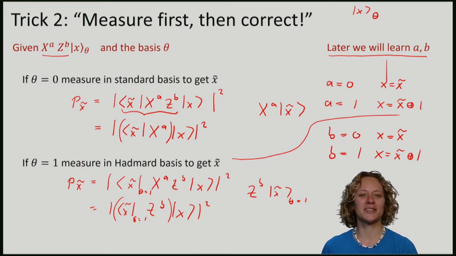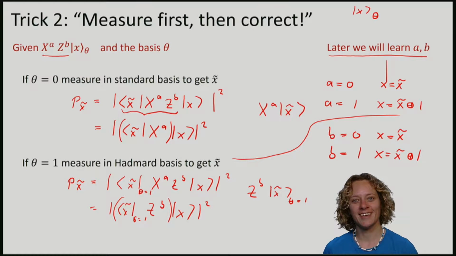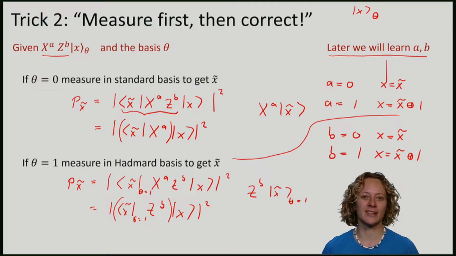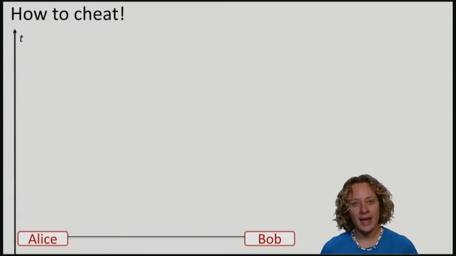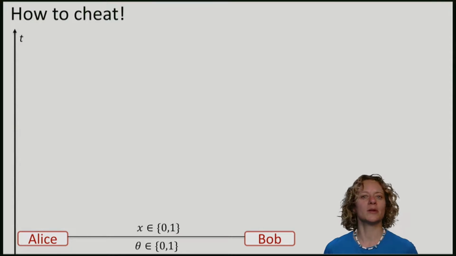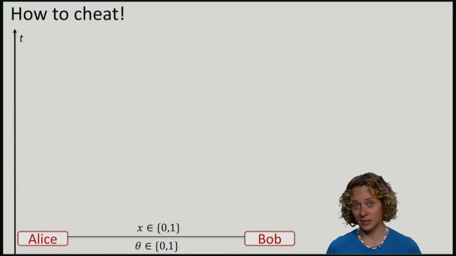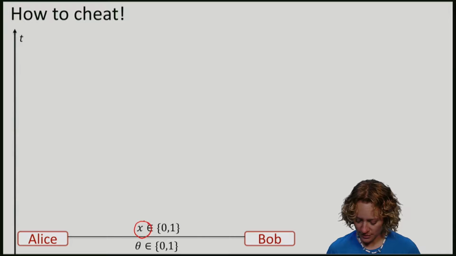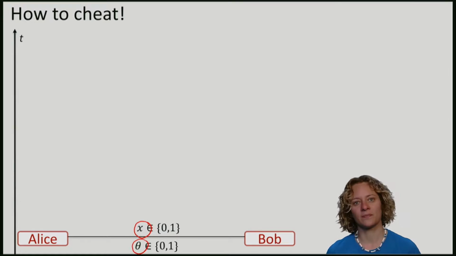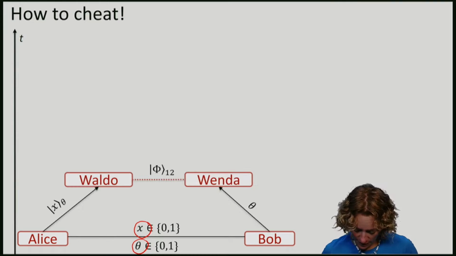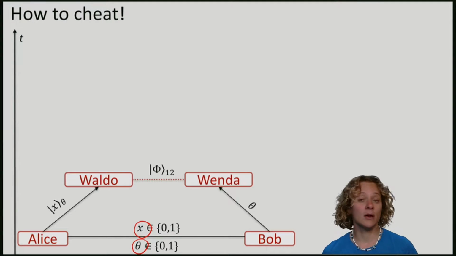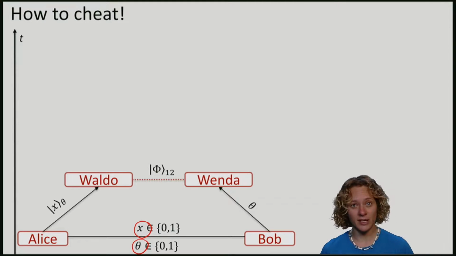We are now armed with two very useful tricks. So let's use these tricks to break security. I will take n to be 1 here. That is, they will do this for just one bit, but the argument is exactly the same for many. At the start, Alice and Bob do have a bit x and the basis theta. Alice encodes the bit x in the basis theta and sends it to Waldo. Bob sends the basis theta to Wenda, of course believing her to be Waldo.